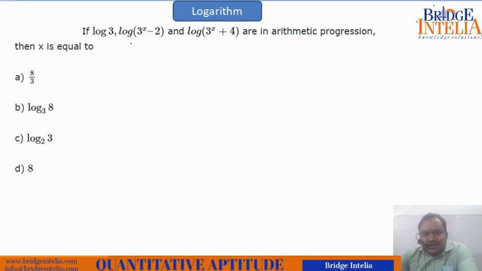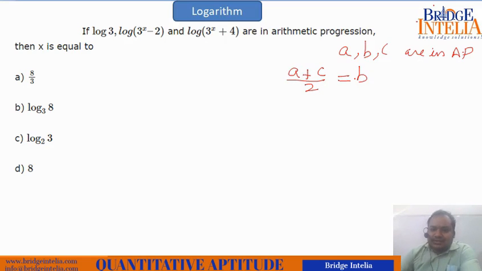Now, these three log terms are said to be in arithmetic progression, and based on that we have to find the value of x. So if three terms a, b and c are in arithmetic progression, then what is meant by this? It is meant that the average of first and third term is equal to the mid term. So this is what is meant when three numbers are given in arithmetic progression. This is what you are supposed to make use of, this fact that the average of first and third term must be equal to the middle term. So let's put this to use.